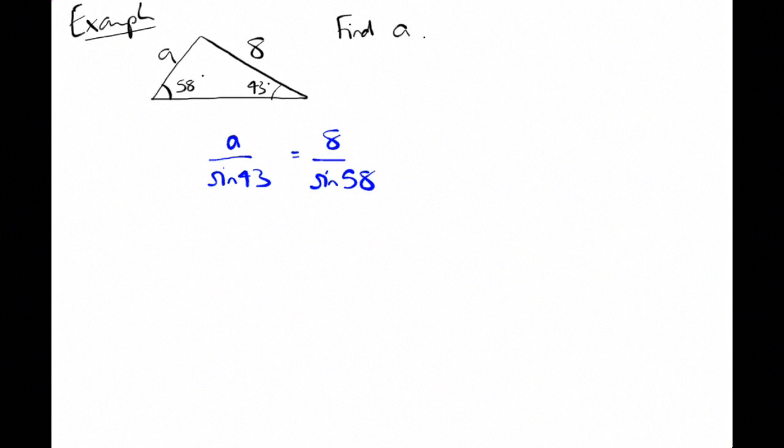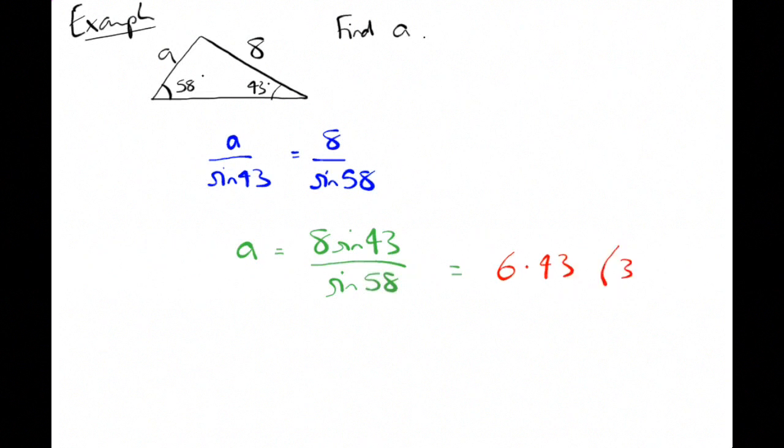If they gave me the other side, I could have worked that out because I know all the angles in a triangle add up to 180. That's something that they can do. Anyway, a over sine 43 equals 8 over sine 58. That simplifies to a, multiplying through by sine 43, so that gives me 8 sine 43 over sine 58. Nothing you can do with that other than put it into your calculator, and you get an answer of 6.43, so three significant figures.